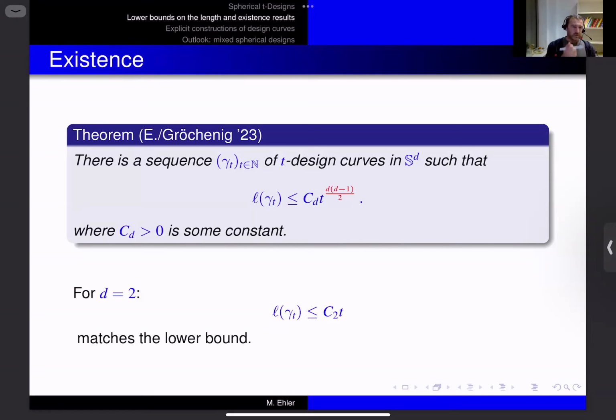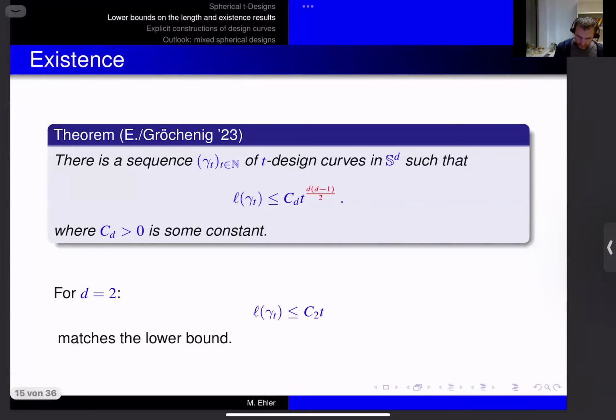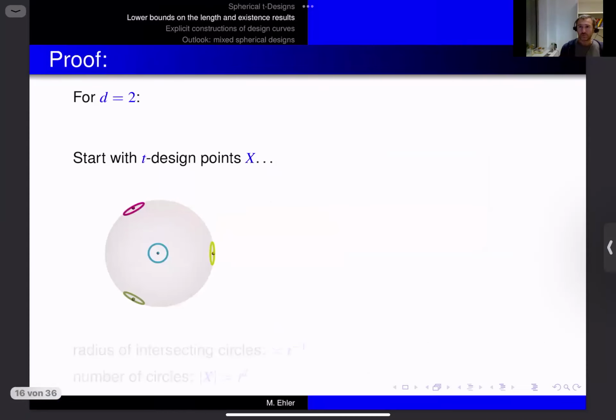That means for the two-dimensional sphere, that means in R3, we are able to obtain a family of asymptotically optimal length curves that are t-designs. Okay. Now that's for d equals 2.